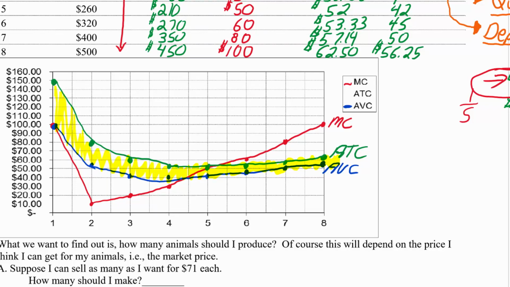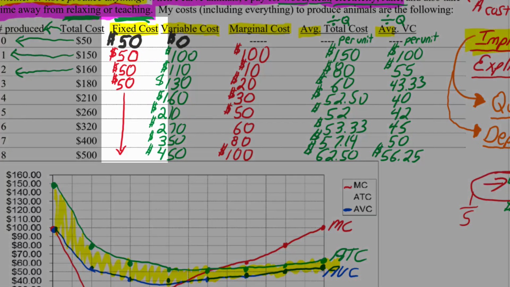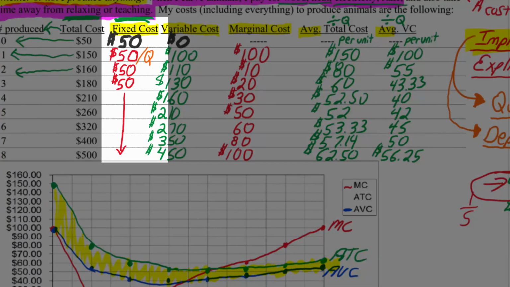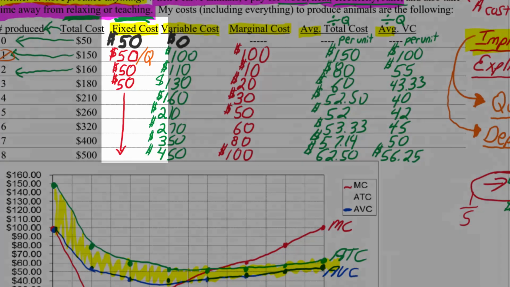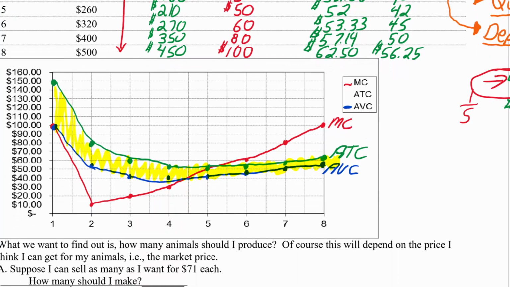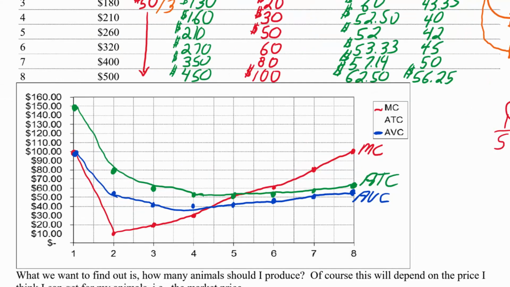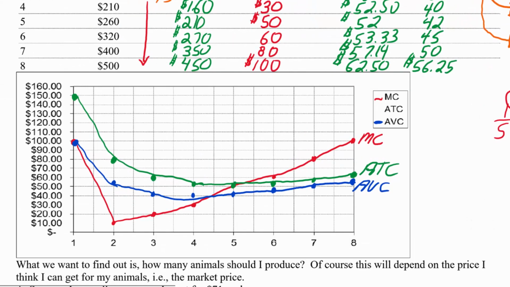fixed cost per unit. Now, we didn't calculate fixed cost per unit here, but fixed cost per unit would be fixed cost divided by quantity. So we divide it by 1, we divide it by 2, we divide it by 3, and that fixed cost per unit is going to get smaller and smaller as we produce more units, right? So those average total cost and average variable cost curves are going to get closer and closer together as we produce more and more units out here.